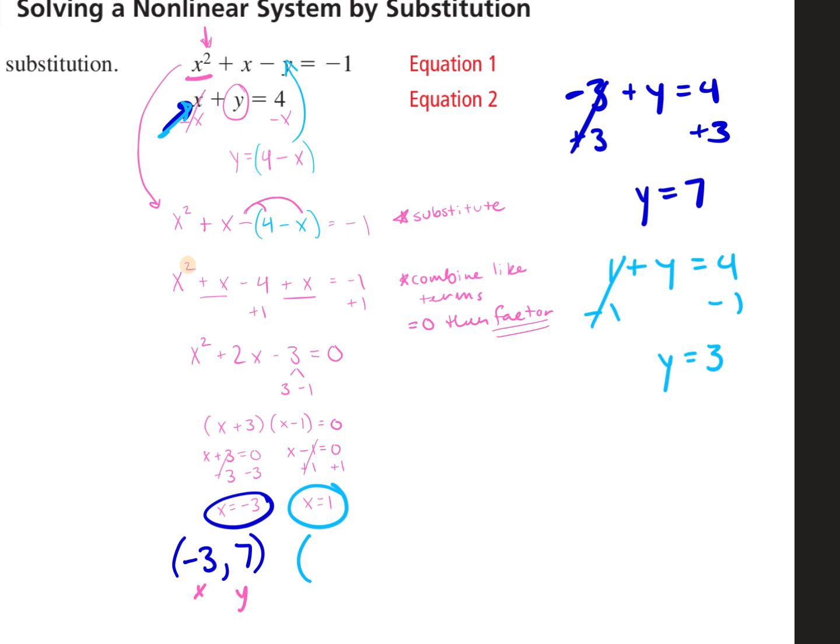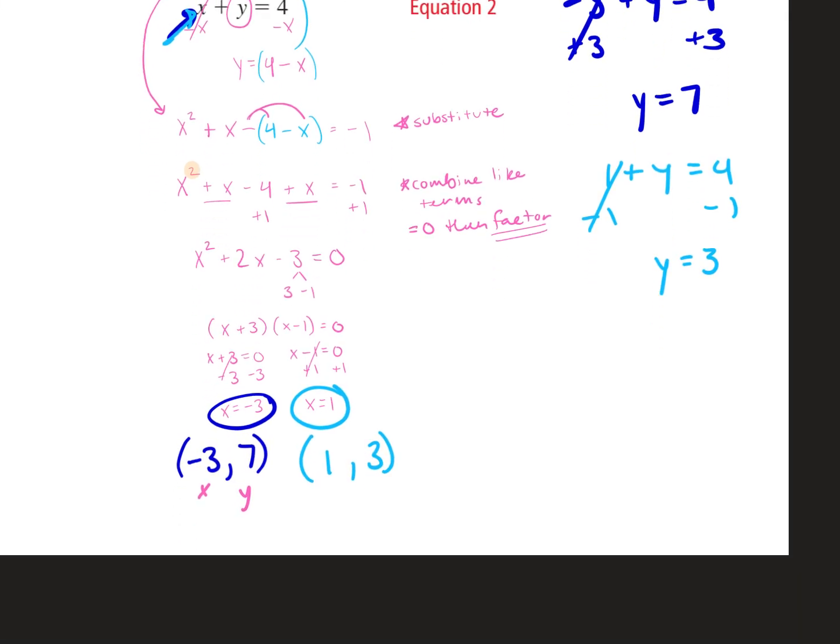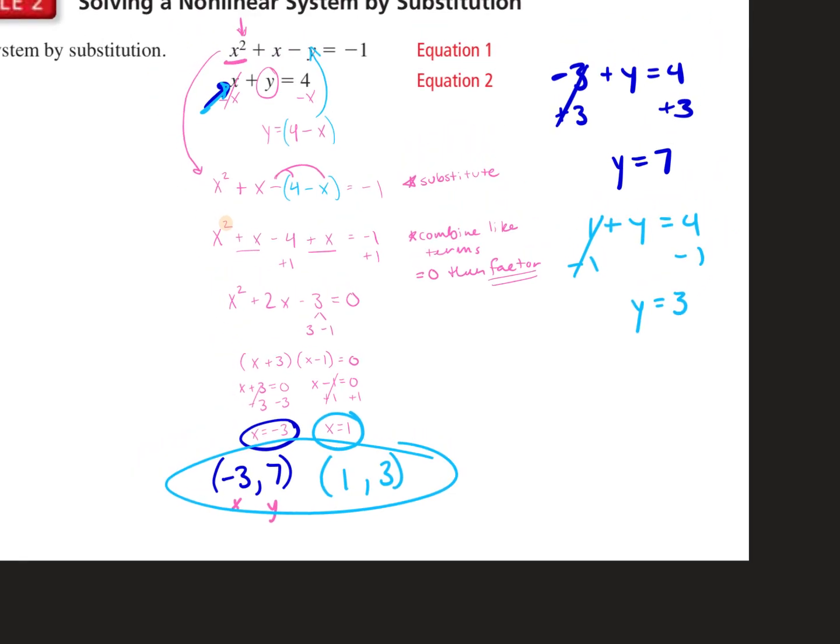So for my second answer here, I have x is equal to 1. So 1 comma, and when x is 1, y is 3. So these are my two answers. We'll have 2 coordinate points most of the time, sometimes, but remember, it could be no solution, could be one solution. But here we have 2. So for each different x, you have to plug that back in to find the y that goes along with it.